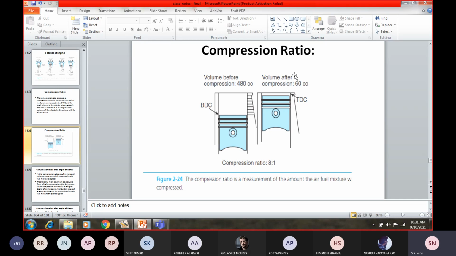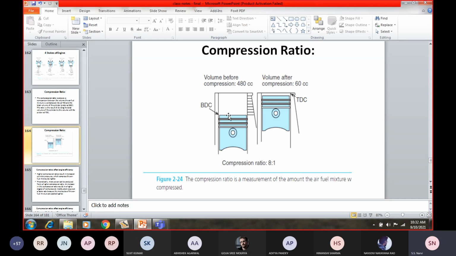After compression, 60 cc. So the ratio between 480 and 60 is 8:1. The compression ratio of this engine is 8:1. Now you can see how the work is done by a piston, by the engine.